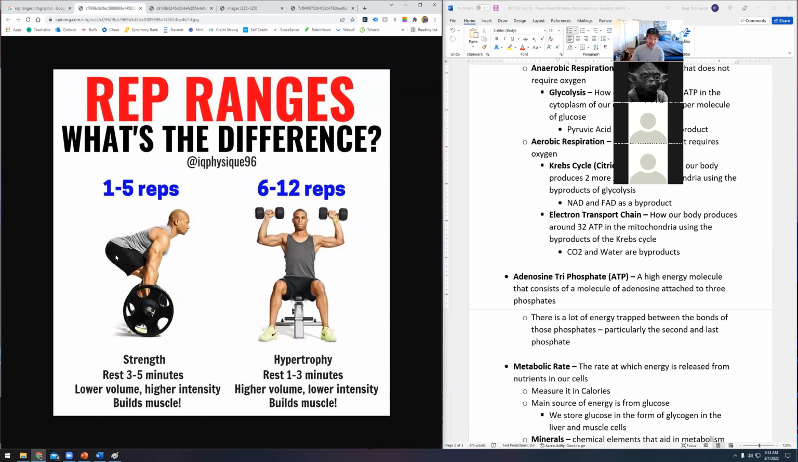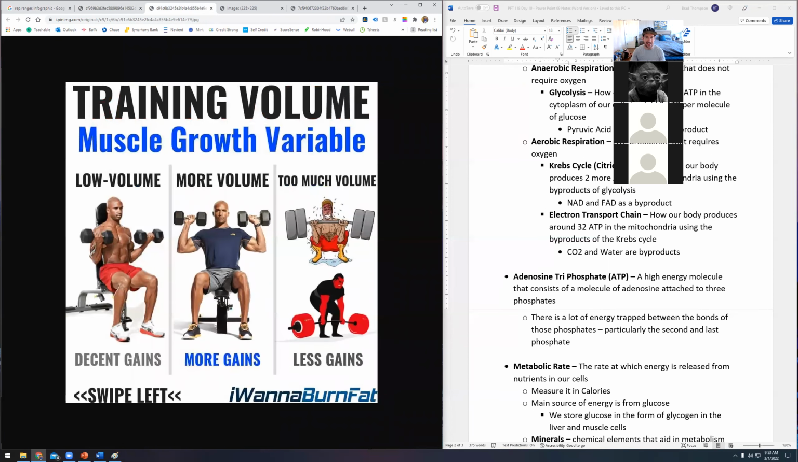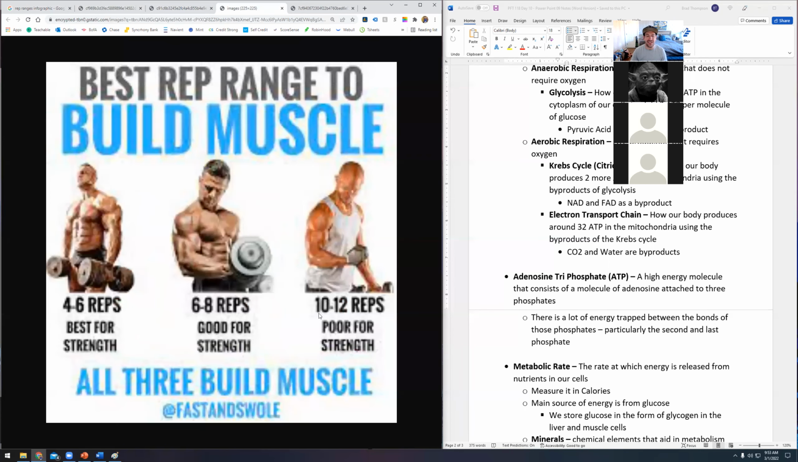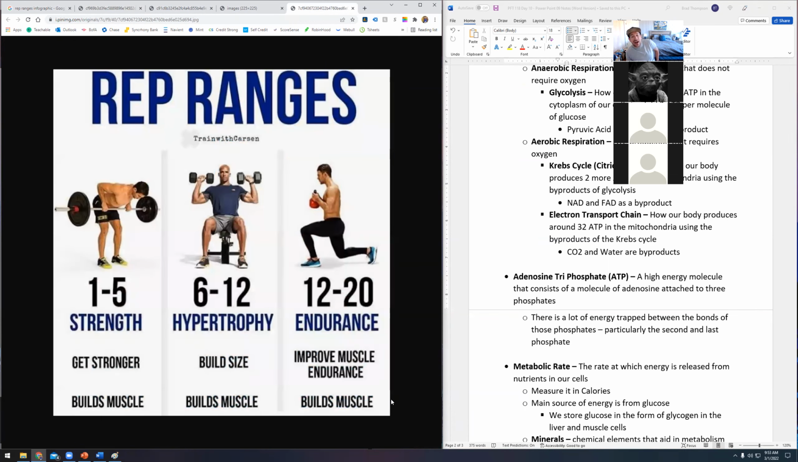If you're going for strength, 1 to 5 reps. If you're going for size, go 6 to 12, right? And then they show pictures of what people look like. Low volume is decent gains and more volume is more gains, but too much volume, there's just so many of these infographics. 10 to 12 is poor for strength, 6 to 8 is good for strength, 4 to 6 is great for strength, right? Why do we believe something like this? Why is there so much information out there like this?